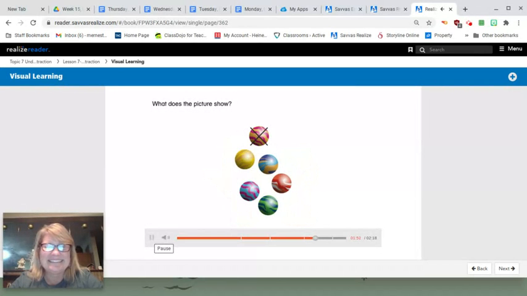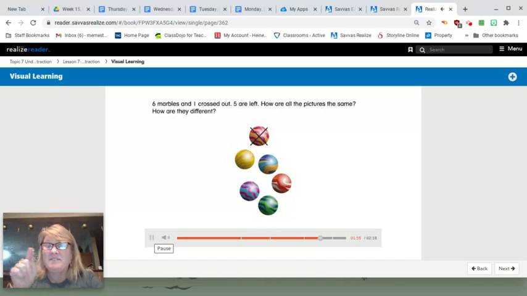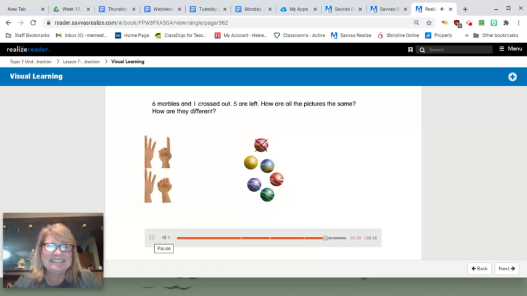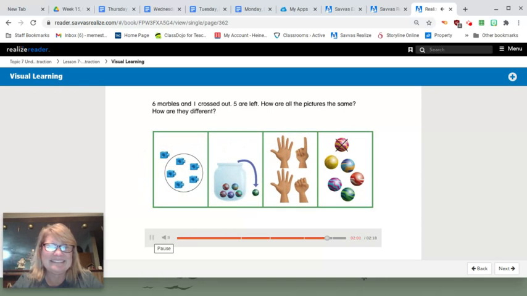What does the picture show? The exact same thing, except for 6 marbles, they X'd off a marble. 1 crossed out. 5 are left. How are all the pictures the same? They all show 6 and 1 taken away from the group, so 5 are left.